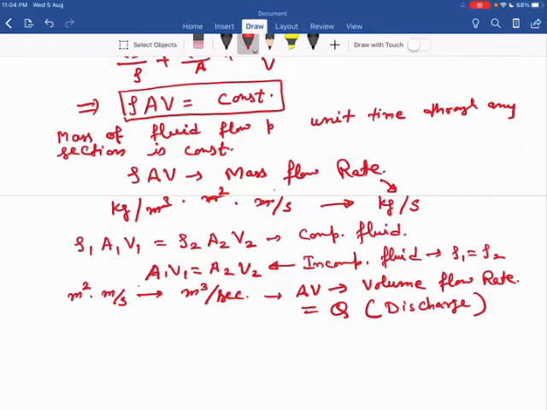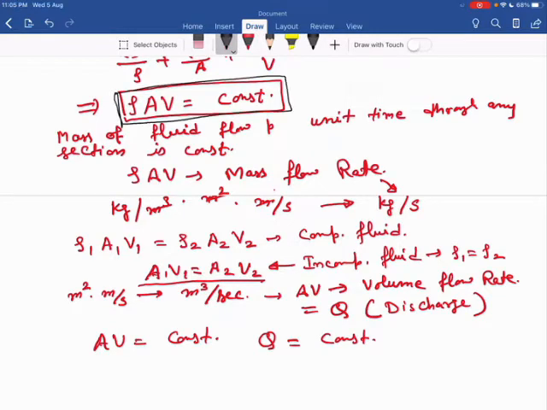So from this relation, now you can write as AV is constant for incompressible fluid, or you can say Q is constant for incompressible fluids. From section 1 to section 2 along the pipe, the discharge remains same. So this is the general form of continuity equation. This one for compressible fluid and this one for incompressible fluid.